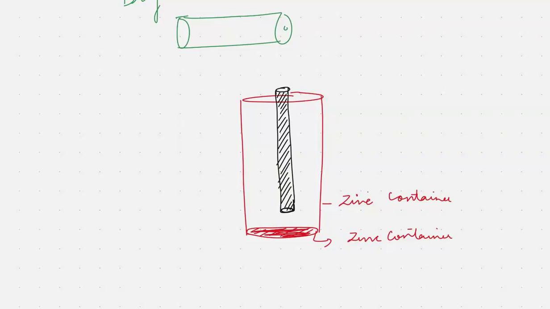And then you understand. So between these, we have a very porous paper. That porous paper allows all the electrolytes and ions to pass through, but it also prevents a direct connect with the electrolyte. You understand? So here we have a paste of ZnCl2 and NH4Cl. That is going to be my electrolyte.